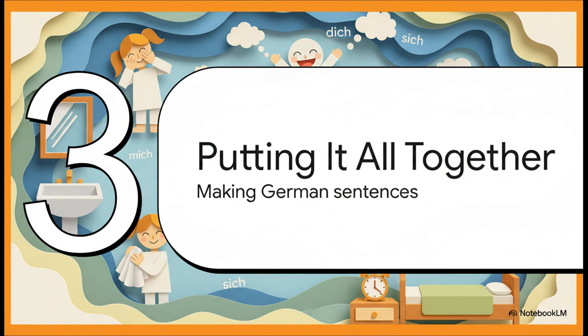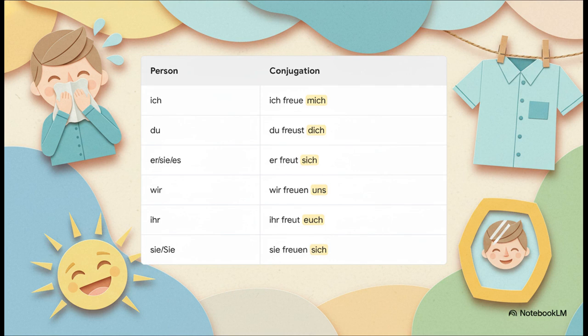All right, we've got the concept down and we have our pronouns. Now it's time for the fun part. Let's actually put it all together and make some real German sentences. So let's start with a great one, sich freuen, which means to be happy. Just look at this pattern here. We conjugate the verb freuen just like we normally would, and then we pop in our matching pronoun. So, ich freue mich, du freust dich, wir freuen uns. See that? It's a perfect match every single time.